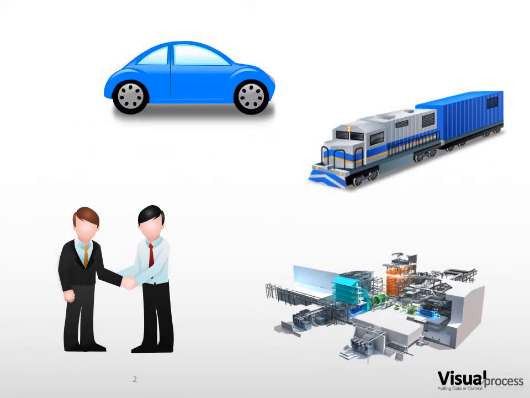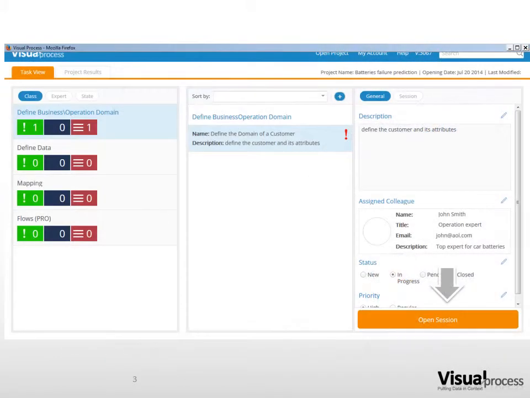Data is generated by systems. The best way to understand data is to quickly map the system that created the data or the system the data describes. To describe the system, add a task from the DescribeDomain class and then press Open Session.